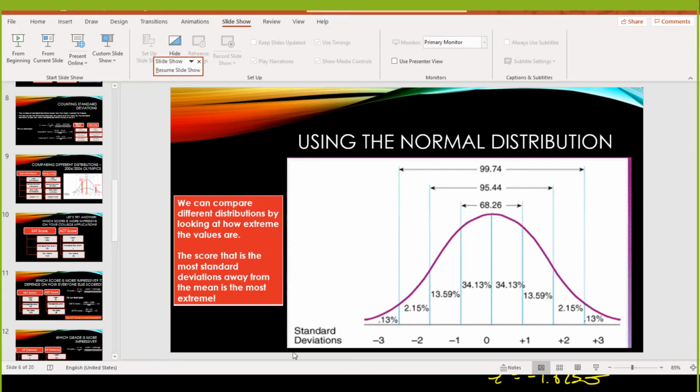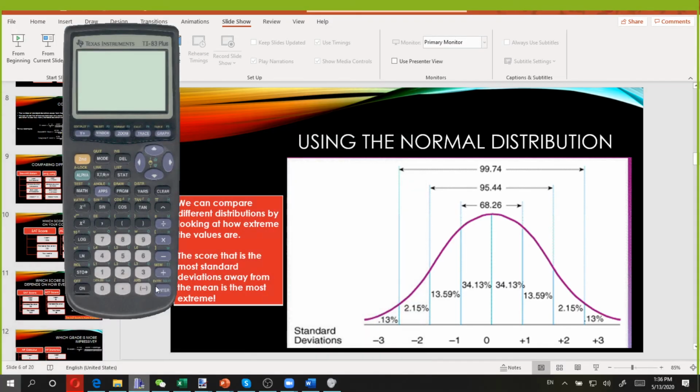Okay, I can do that in our calculator. So again, I've got the second distribution normal CDF function going from negative infinity, negative 1 E to the 99, to our z-score, in this case negative 1.625. Gives us our p-value of 0.052.